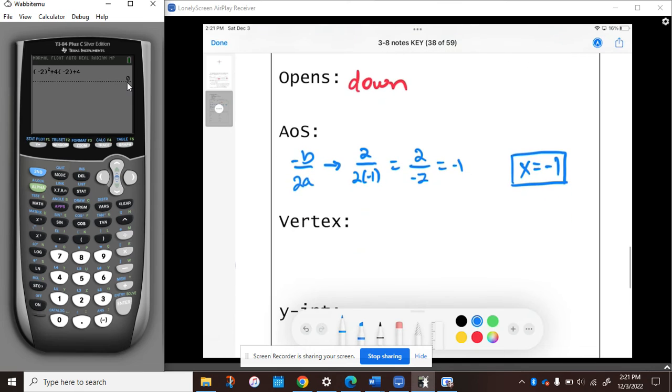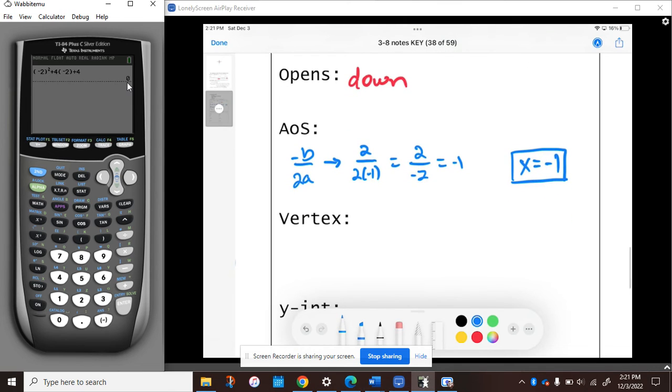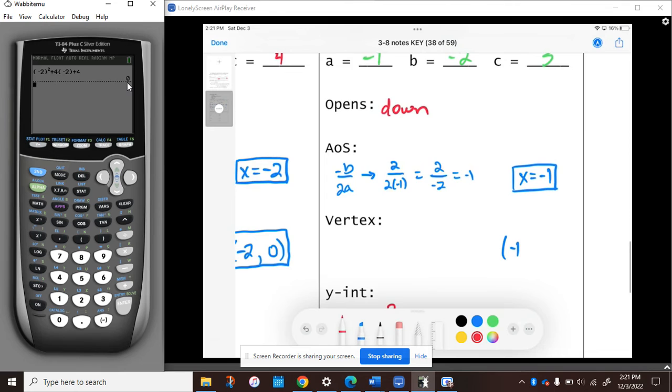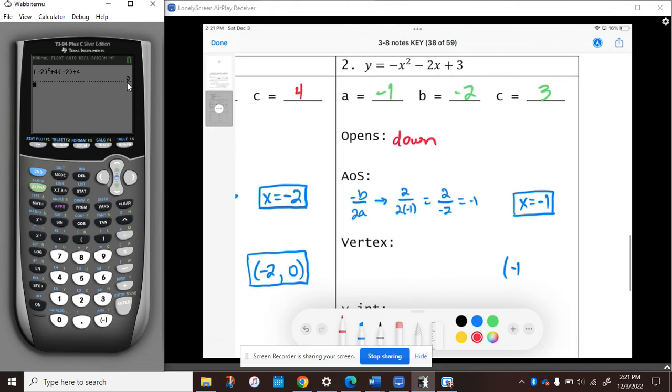The vertex has the same x coordinate as the axis of symmetry. So we know that's -1, but the y coordinate on the vertex, we've got to plug it back in. This is where a problem like this in particular is where the parentheses in the calculator are your friend.